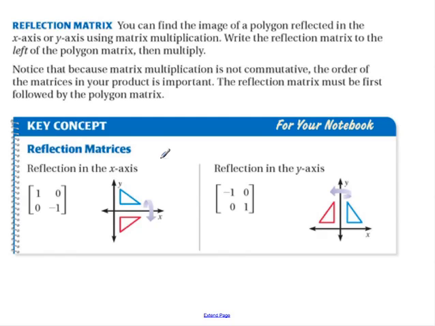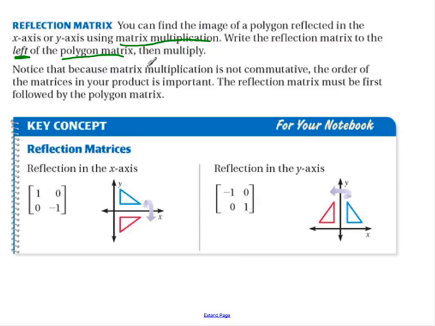The next thing we're looking at is the reflection matrix. This puts together the idea of matrices as well as reflections, which is kind of neat. I definitely did not have this when I was in high school, so this is a cool thing to be doing now. It says you can find the image of a polygon reflected in the x or y axis using matrix multiplication. There's a specific matrix that we'll have when doing these reflections. Write the reflection matrix to the left of your polygon matrix, then multiply.